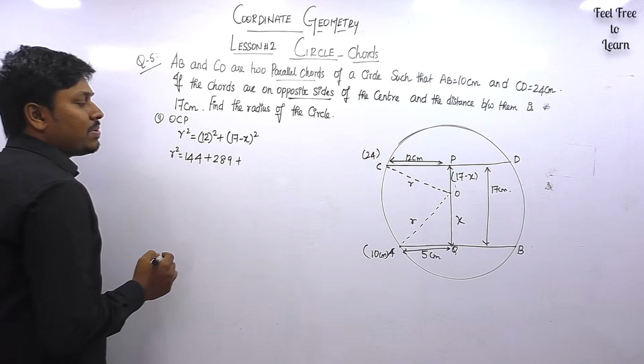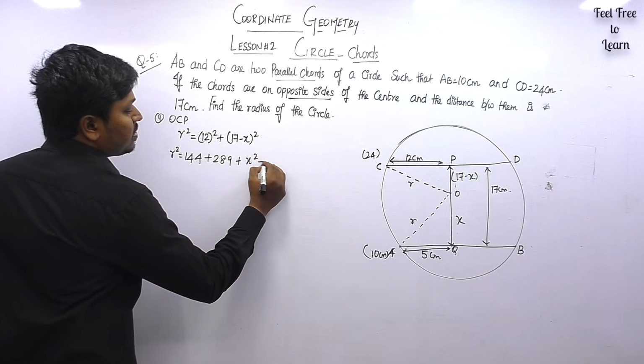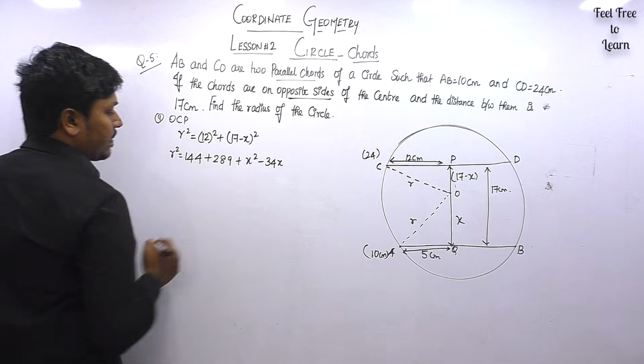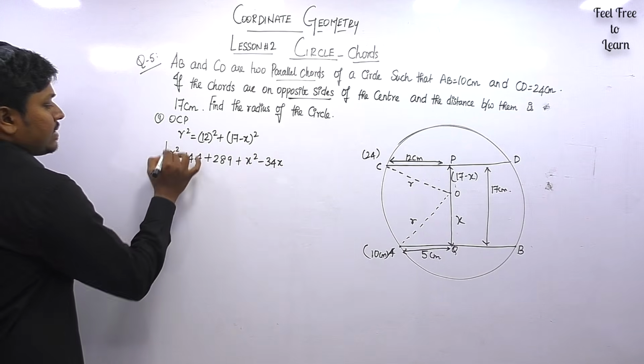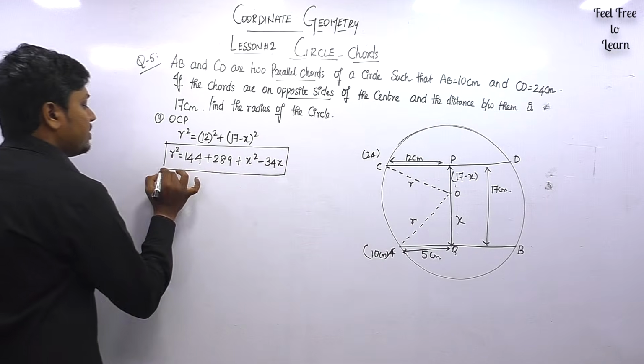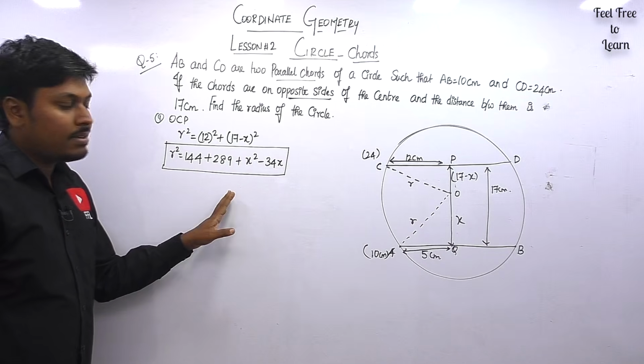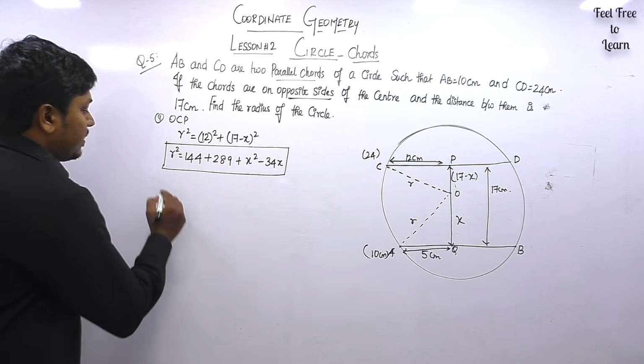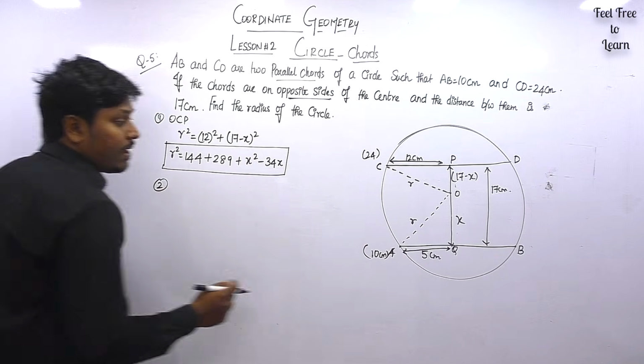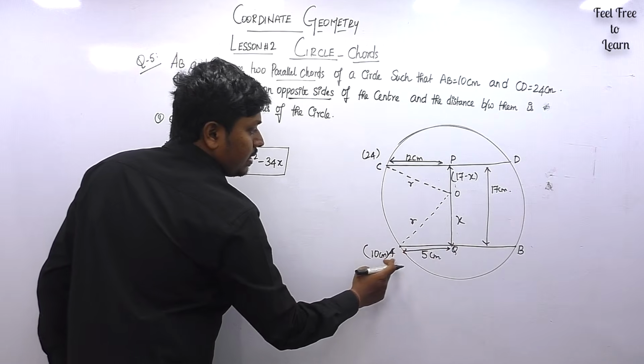17 square will be 289, plus x square, minus 2AB, that is 34x. So let me keep this value as it is. So this will be the first R square value. Either you can add this or otherwise let me keep it as it is and we can frame the second equation. So second right angle triangle is Q, A and O.